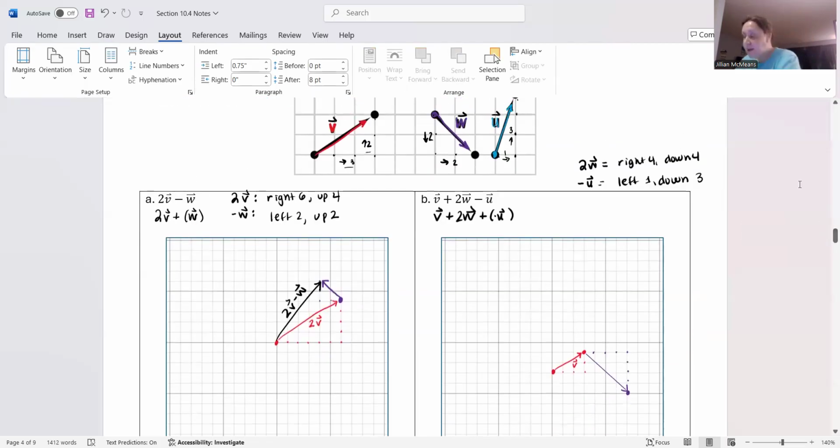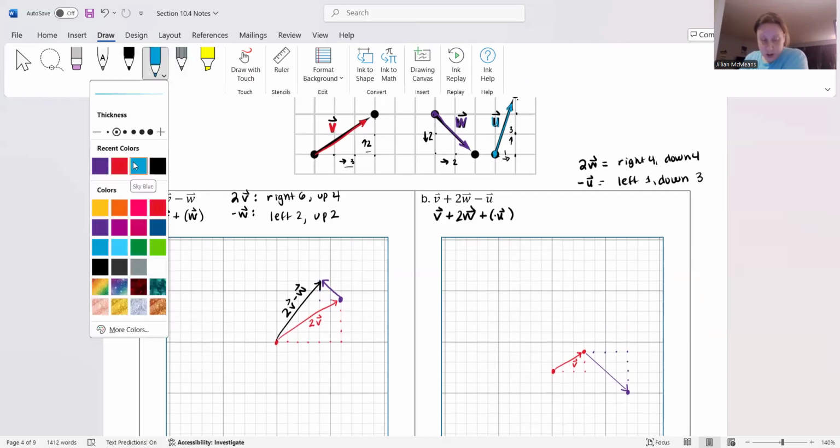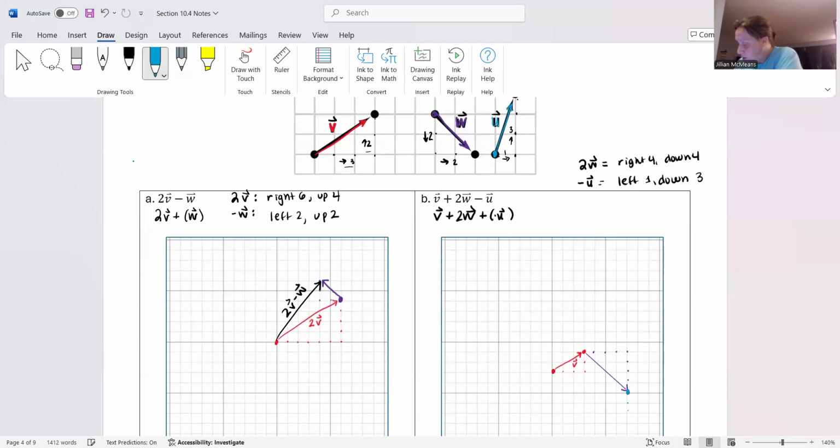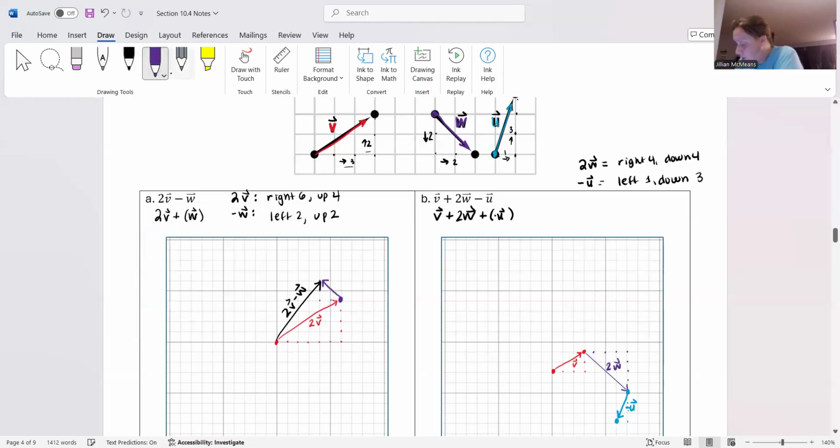Okay. And then I want to do the opposite of U, which we know means we go to the left 1 and then down 3. So let's see, we want U to be in this pretty blue color. We can go down 3 and then to the left 1, or we can go to the left 1 and then down 3. Doesn't really matter. So let's say we go down 1, 2, 3. So that is negative U. Let me go ahead and label 2W. Okay, and then my resultant I will do in black.